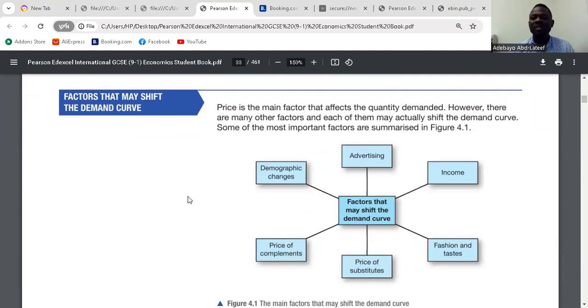Price is the main factor that affects the quantity demanded. However, there are many other factors and each of them may actually shift the demand curve. Some of the most important factors are summarized below here.